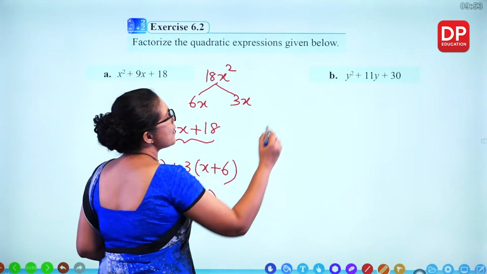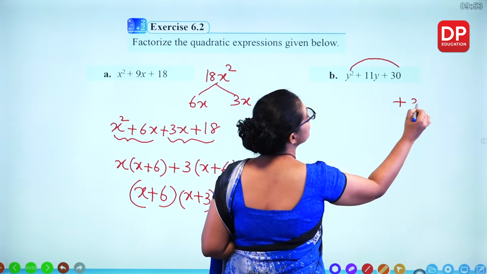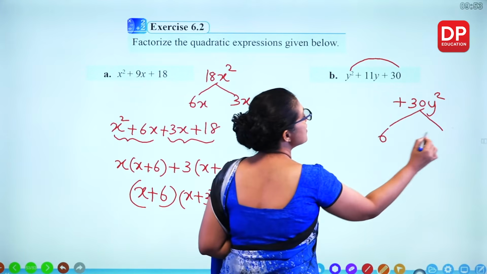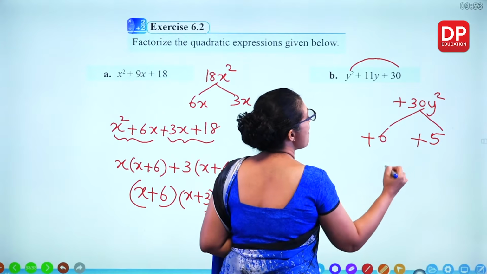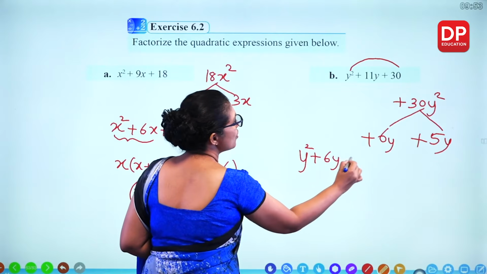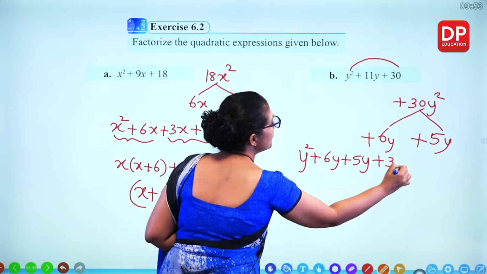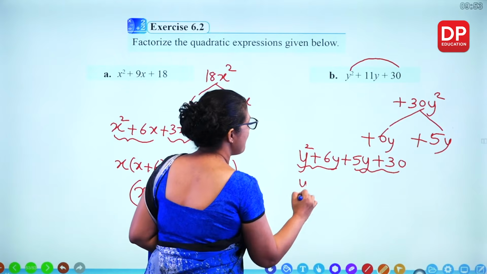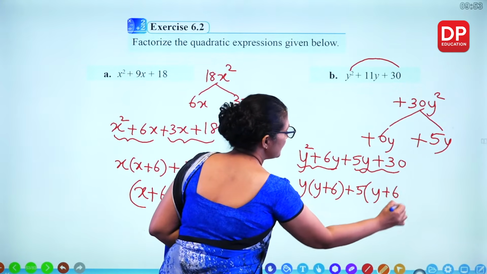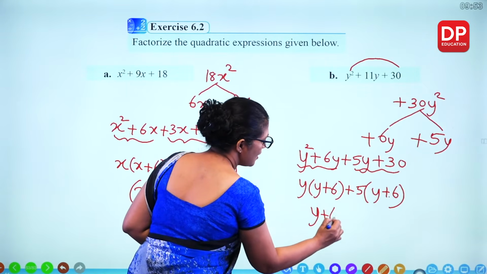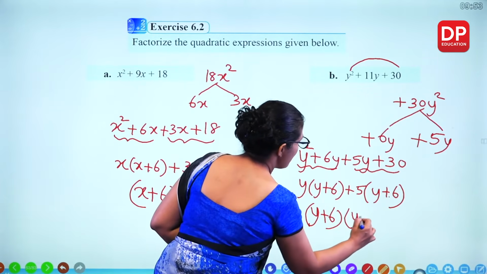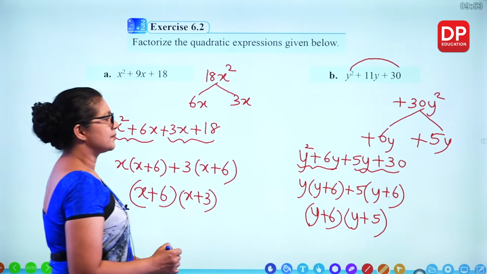This one, plus 30y squared. Factors of 30 to get 11, 6 and 5. These both are pluses. Split the middle term into this and take 2 at a time and factorize. Now see, both factors are the same. Here y plus 6 is there. That's common. Take it out and write the remaining part inside the bracket.